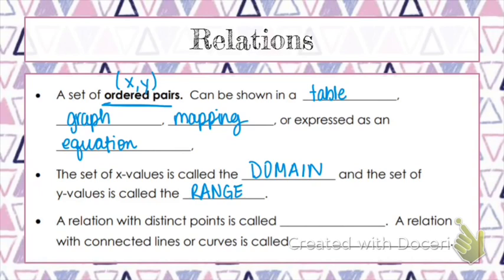A relation with distinct points is called discrete, and a relation with connected lines or curves is called continuous. So if it was discrete, think of like a scatter plot where you have dots like that. And if it were continuous, that's when I think of like the XY plane with a graph on it. Okay, this would be a continuous function.